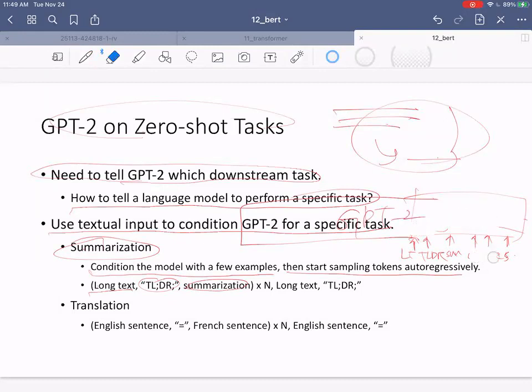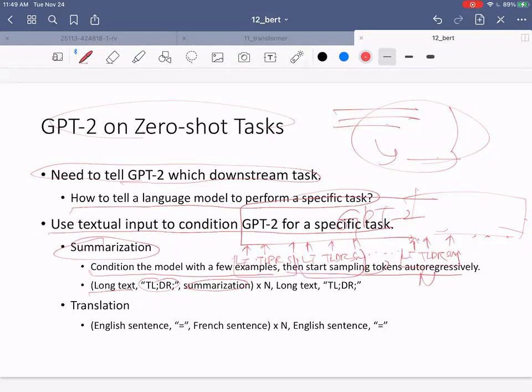And then I'm just gonna erase this. Yeah, you start from long text, TLDR, summarization, long text, TLDR, summarization, over and over again. And then you do it several times, like one time, two times, three times, four times, like n times, you do it n times.